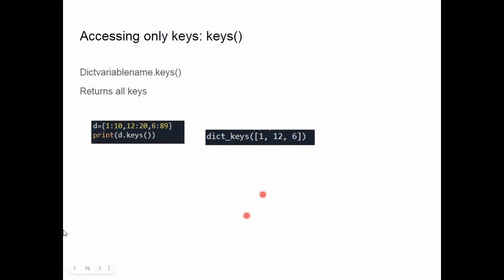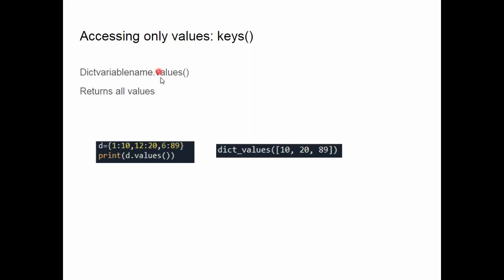Now if you want to display only the keys which are present, that is 1, 12 and 6, I can use a built-in function called keys, but the way of writing is dictionary variable name dot keys. It is going to return all the key values. Now if you want to display only the values, that is 10, 20 and 89, I can use the built-in function values. The method of using is dictionary variable name dot values. So it's going to return all the values.